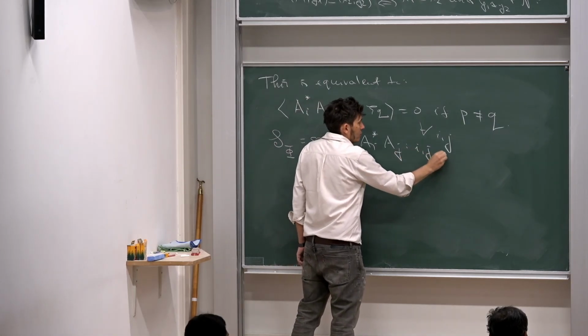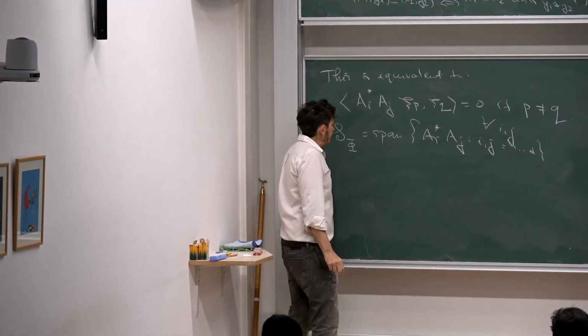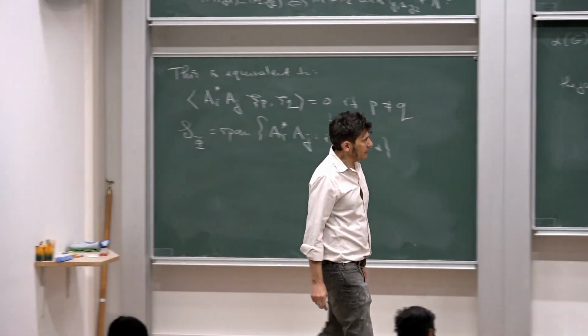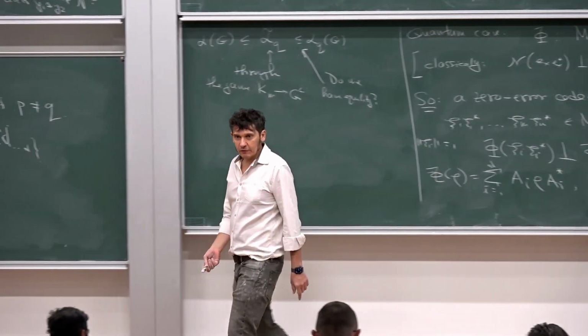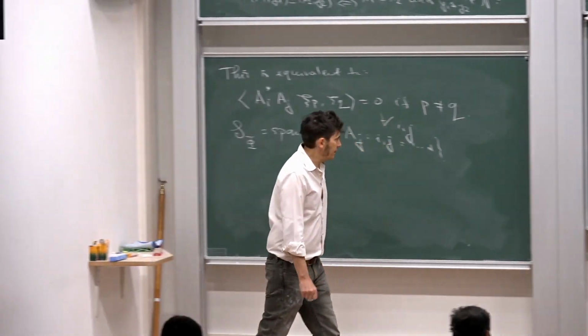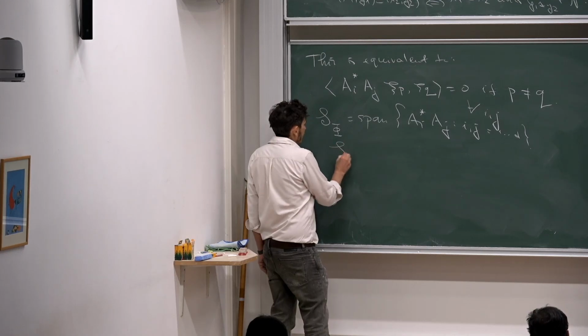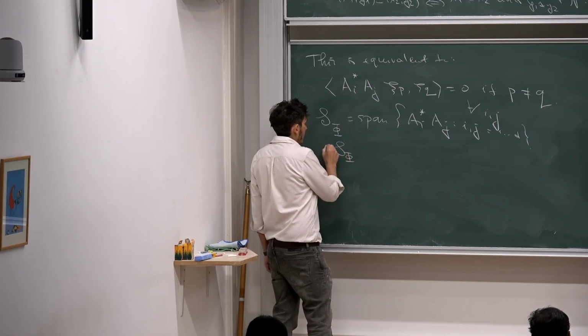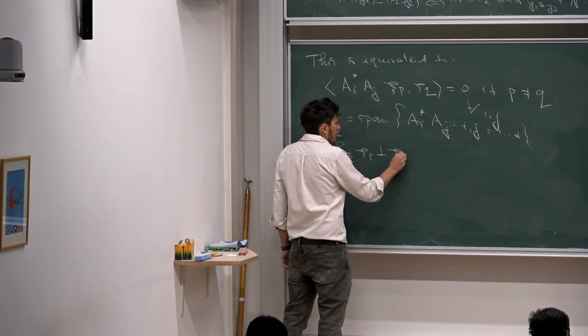So i and j are from 1 to d. I say it depends on phi. A priori it depends on the Kraus representation here, but it doesn't at the end of the day. So it's just an attribute of phi, not of the Kraus representation. So you want these vectors to be orthogonal, right? So you want such orthogonalities.